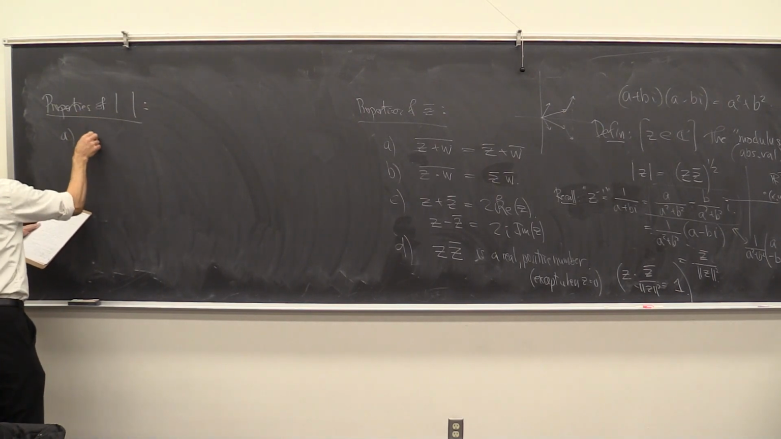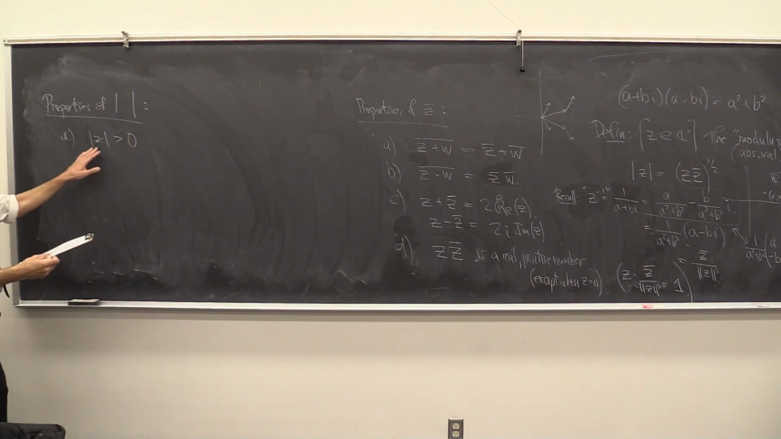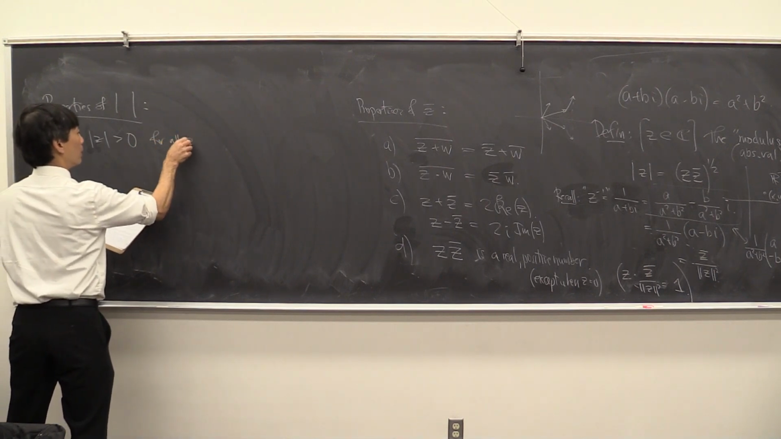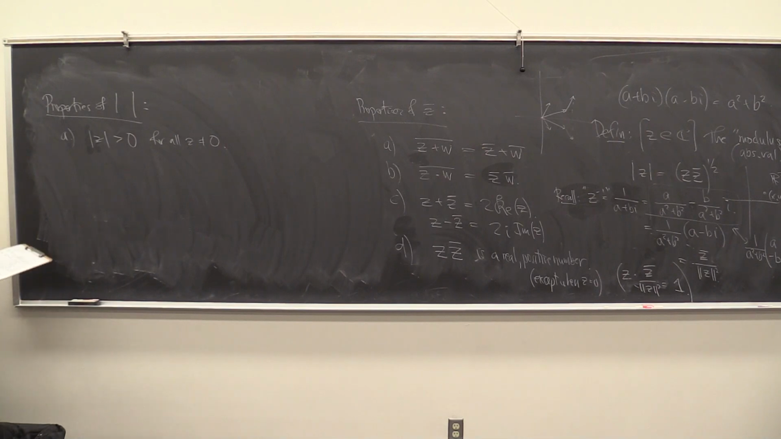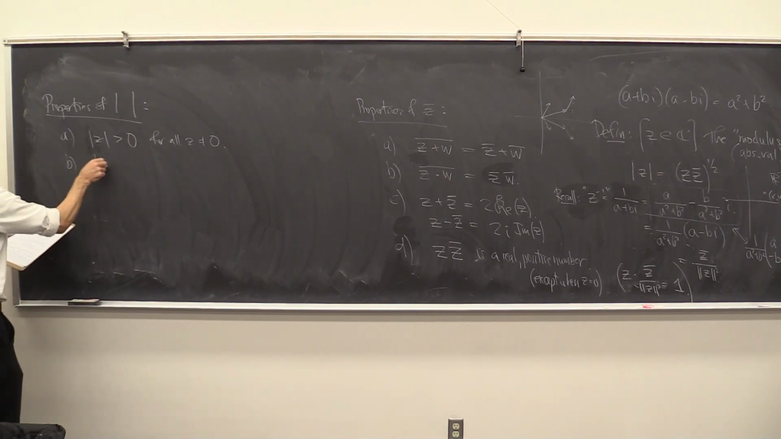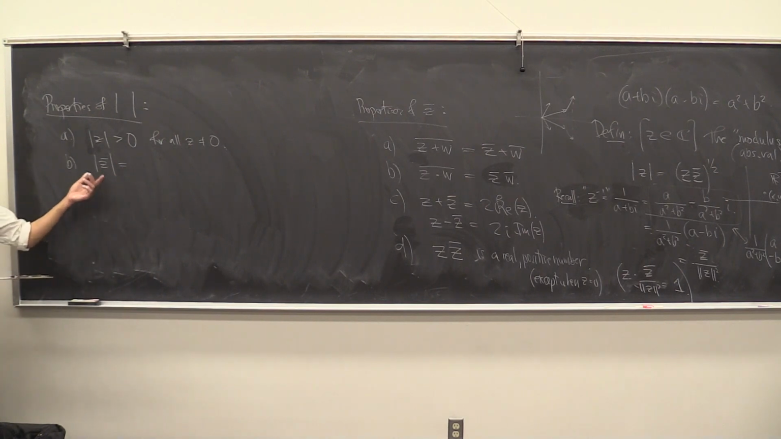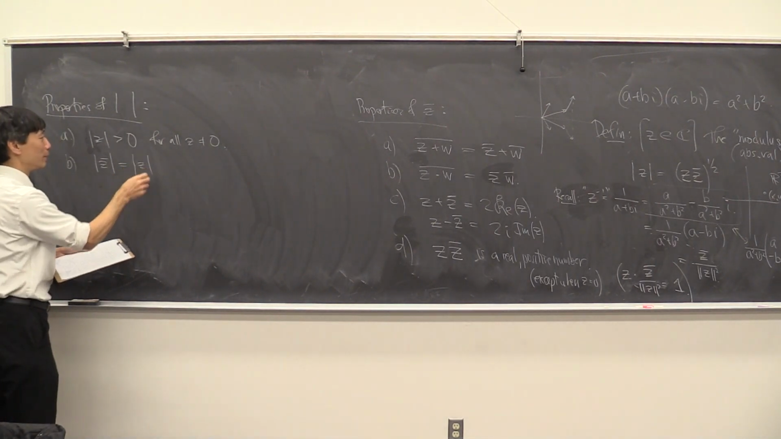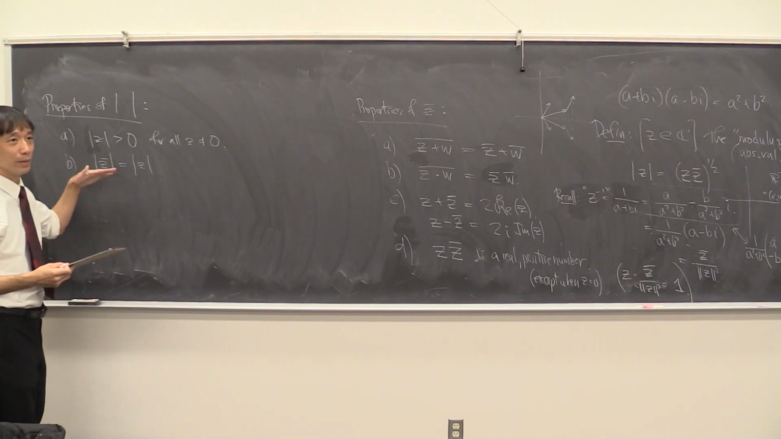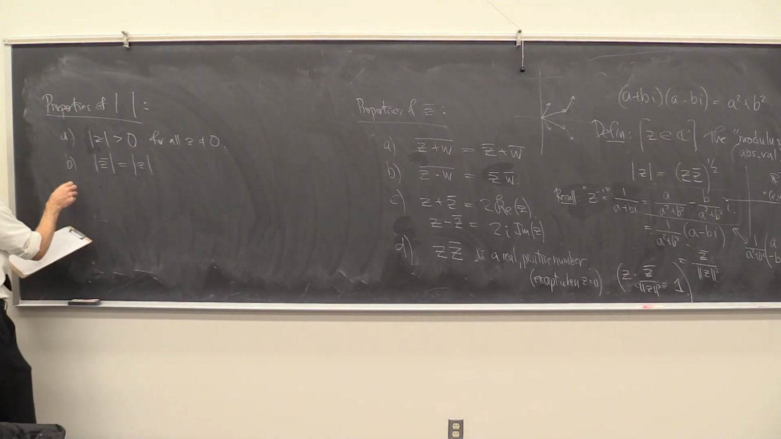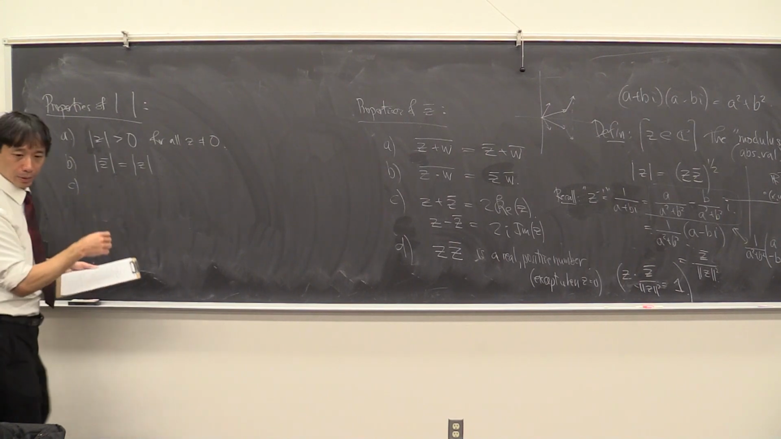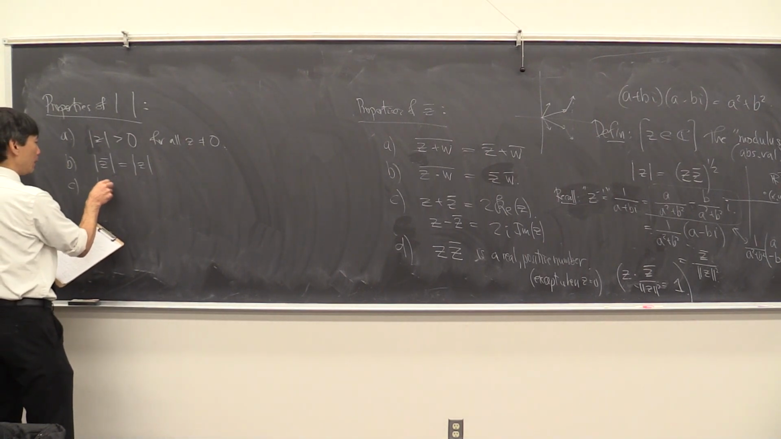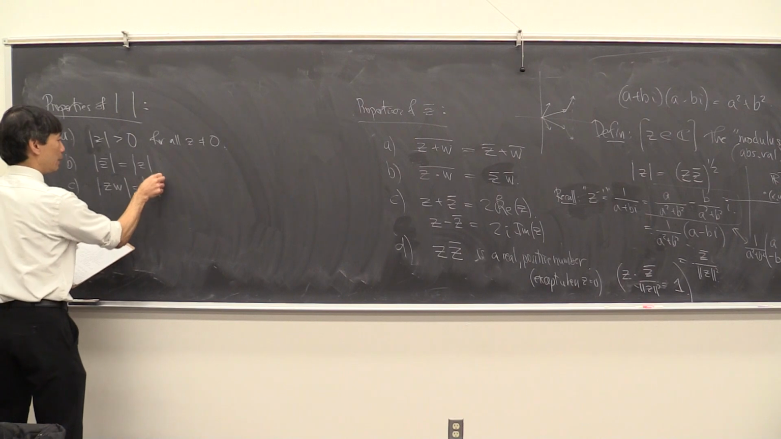First, this is sort of obvious, but the modulus is always positive, right? As long as you're not the zero, right? Second, the modulus of z conjugate is the same thing as the modulus of z, right? That's obvious, right? It's just a reflection. Third, the modulus of z times w is the same thing as the modulus of z times the modulus of w.